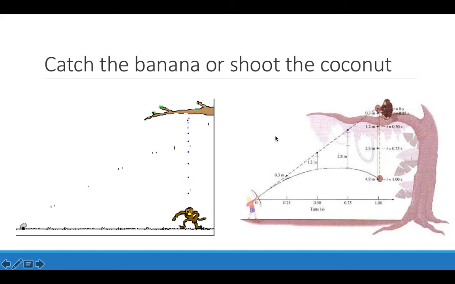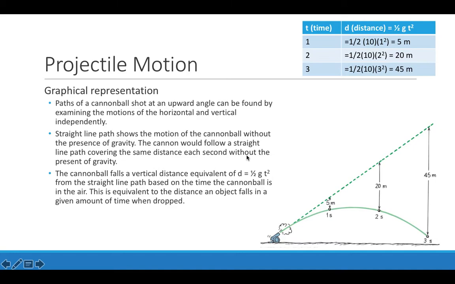So essentially that expression for the distance, equal to 1/2 gt squared, is appropriate for both how the arrow falls off that path and how the coconut falls. And so the person would hit the coconut. So we can use that graphical representation to describe projectile motion.